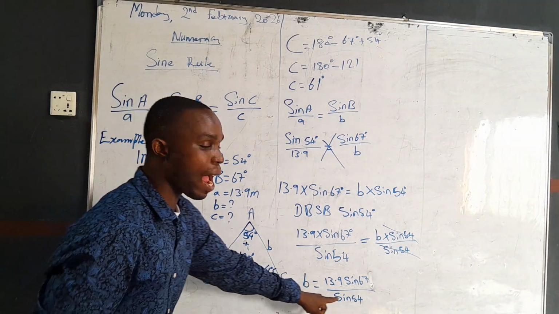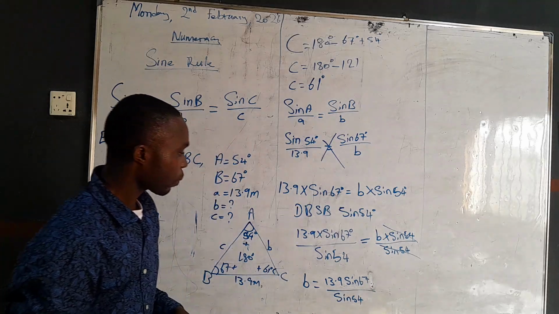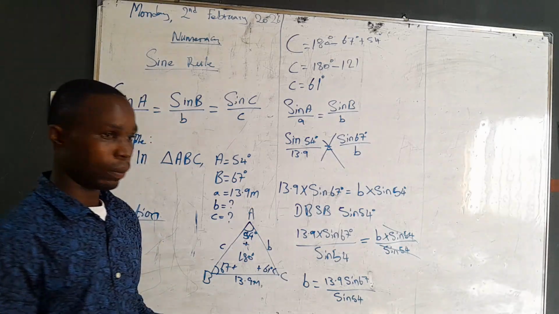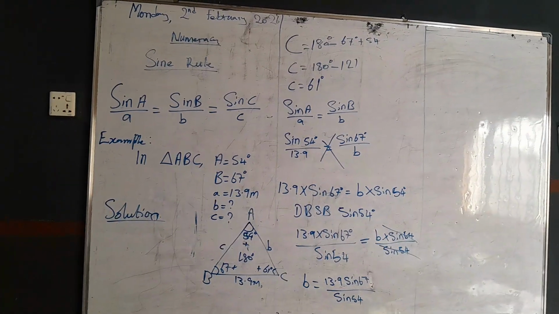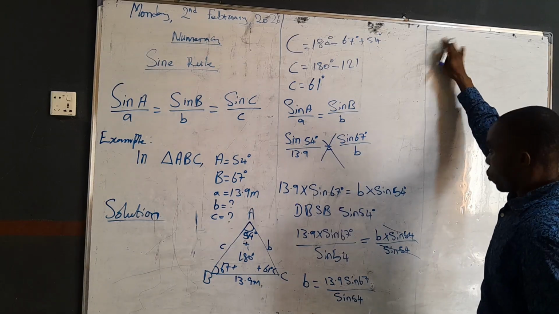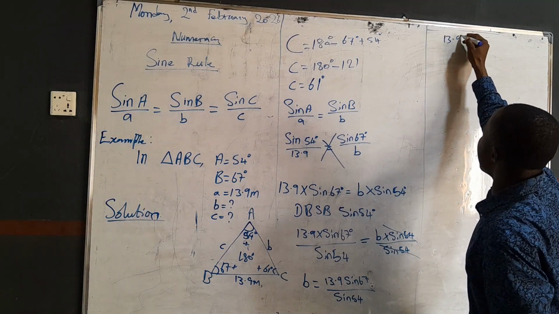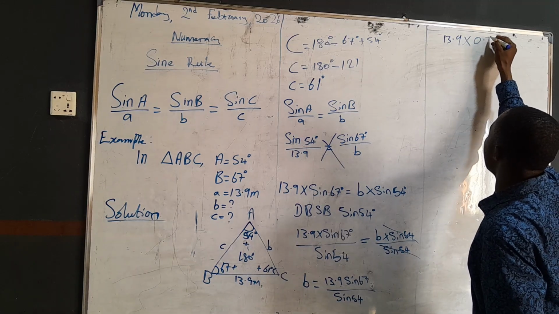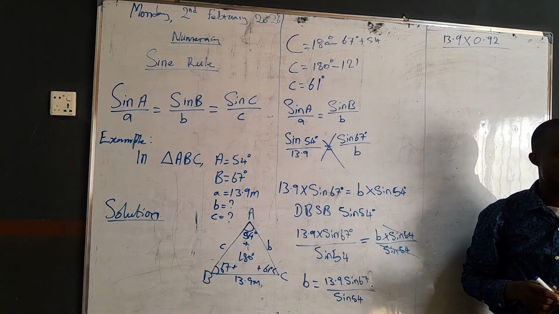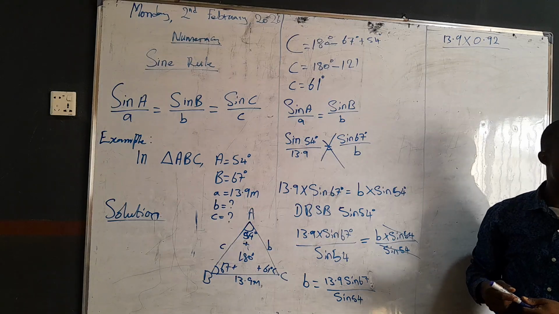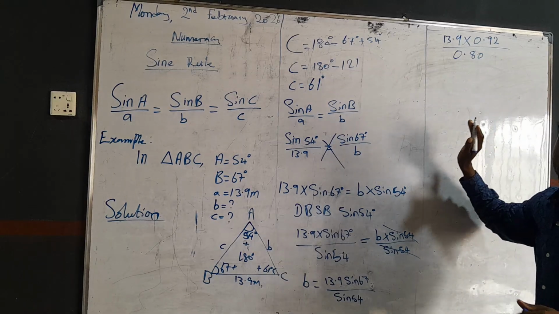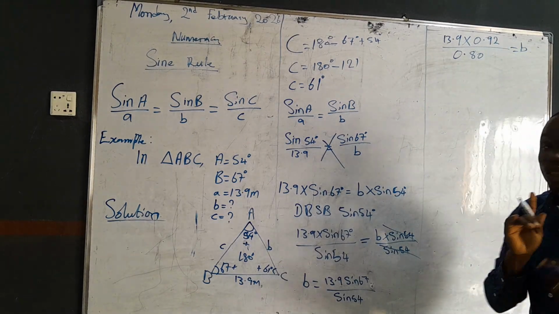So now, let's take the sines. What is sine 67? Sine 67 is 0.92. So that will be 13.9 times 0.92, all over sine 54, which is 0.80. Are we together? Don't forget it's equal to B. That is what we are looking for, side B.